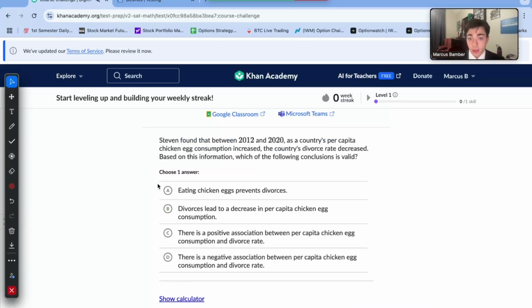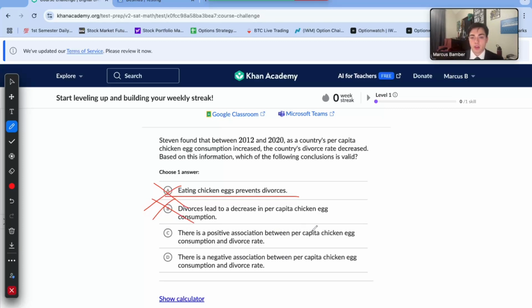Okay. Moving on to this next question. Stephen found that between 2012 and 2020, as the country's per capita chicken egg consumption increased, the country's divorce rate decreased. Based on this information, which of the following conclusions is valid? Eating eggs prevents divorces. That is not correct, because this would be causation, not a correlation. Divorces lead to a decrease. Once again, causation. Correlation does not equal causation. Very important statistical conclusion there.